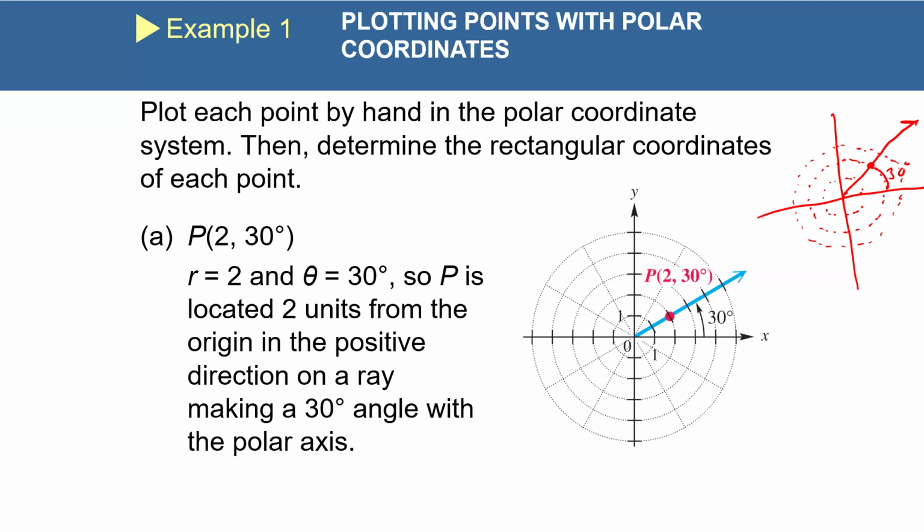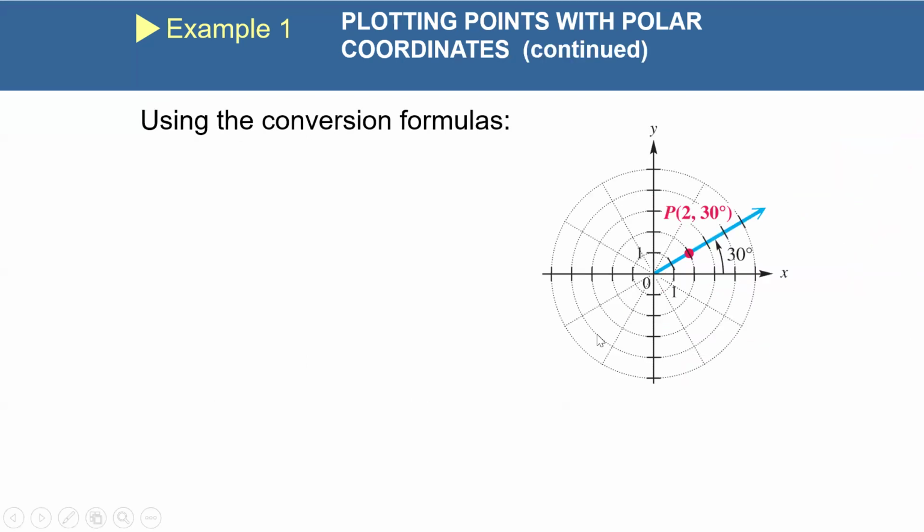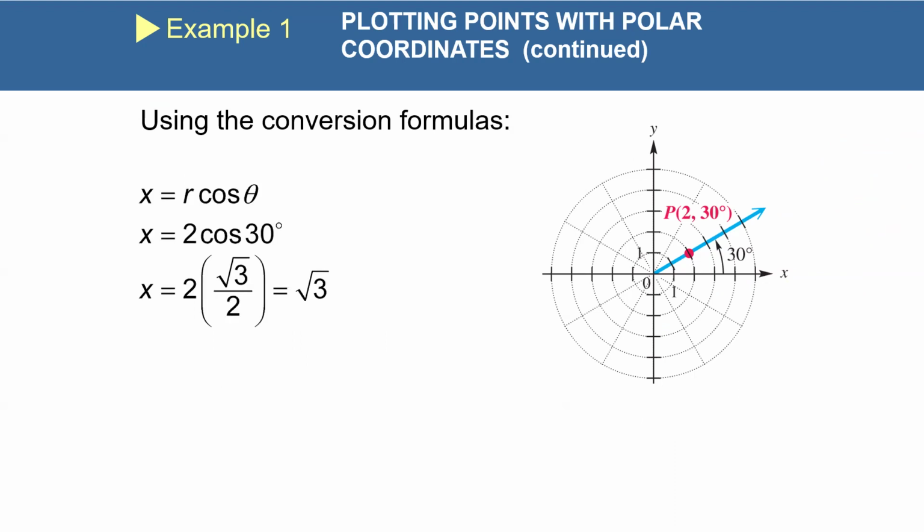Now we're going to find our rectangular coordinates. To find our rectangular coordinates, we're going to be using our x equals r cosine theta and y equals r sine theta. Make sense? So we have 2 and 30 degrees. So to find our x, you plug it in. Our 2's cancel out, and we get square root of 3. So we know that x equals square root of 3. So looking at the example for x, can you do y? All right, do y.